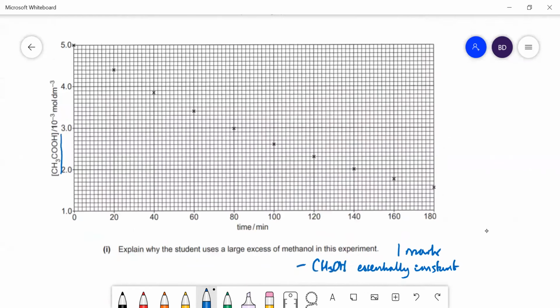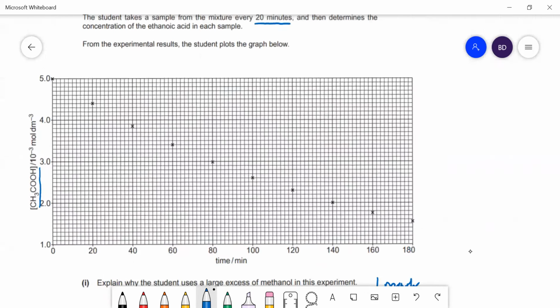Now, for a first order reaction, half-life, T1/2, is constant, isn't it? So we need to show that's constant. What is T1/2? It's the time taken for the concentration of ethanoic acid to drop to half of its value. Right, so the concentration of ethanoic acid is 5 times 10 to the -3, up there. Let's see how long it takes to drop to 2.5 times 10 to the -3, which is going to be there. Oh, we need to draw a line of best fit there, I suppose.